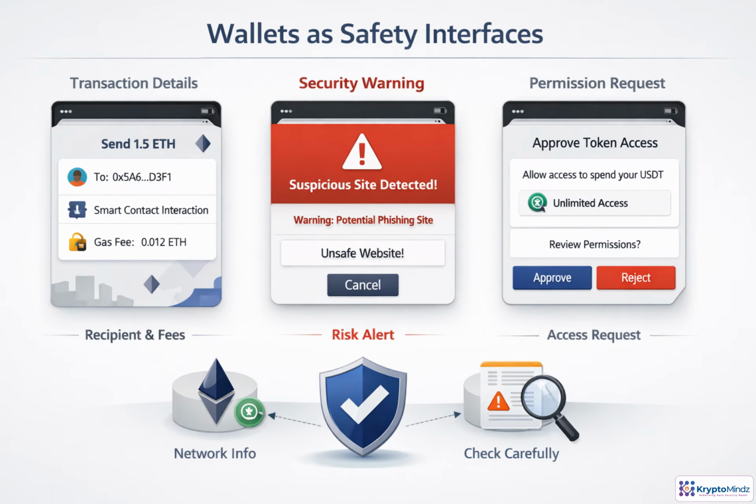Your wallet is the last checkpoint before an action becomes real on-chain. It should translate technical requests into human questions. Who am I sending to? How much? On which network? What fee? And what permissions am I granting? This is especially important with smart contracts because approve may allow future token spending, sometimes unlimited. Warnings help, but they are not guarantees. Pause before signing. Verify the site, read the prompt, and reject anything you cannot explain.